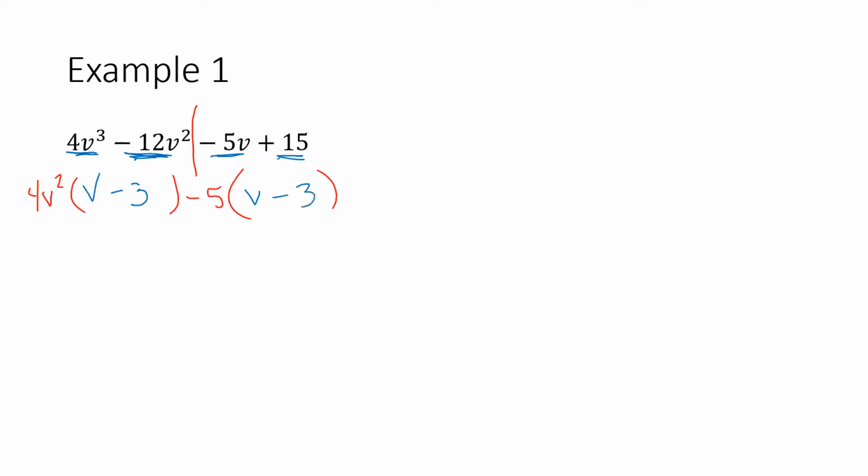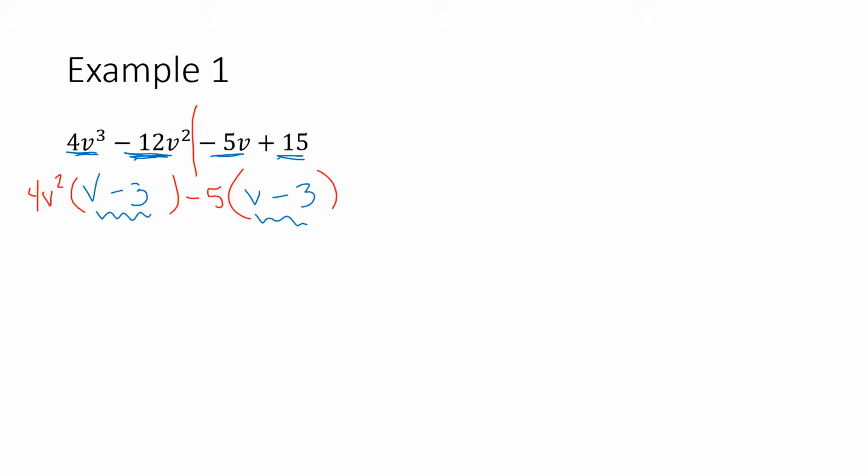Now here's the cool part with factor by grouping. I grouped it, I took out the greatest common factor, and what you see left over is you have x minus 3 in that first expression. You also have x minus 3 in the second expression. So we are going to do one more time where we take out the greatest common factor.